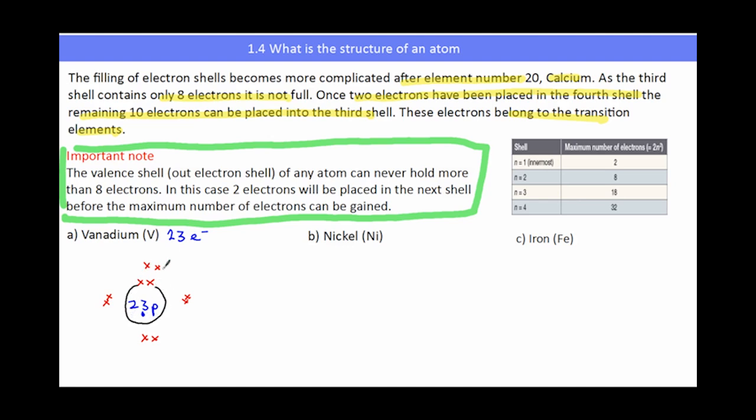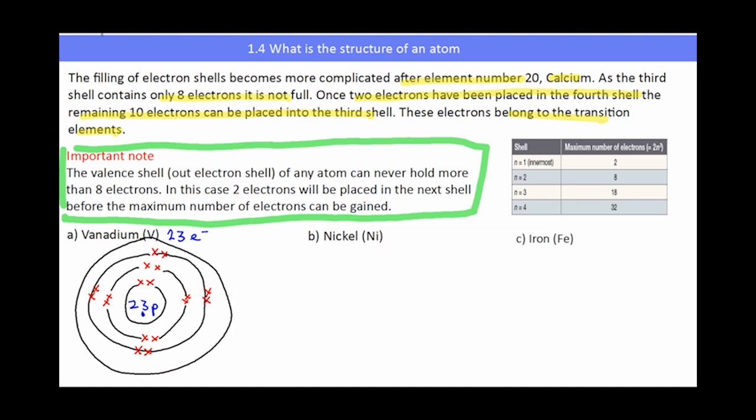So I move to the third shell. The third shell can hold 18, but I need to apply the rule. I can only add 8 electrons at the start. So here I am adding my 8 electrons to the third shell. To make it stable, I have to add 2 electrons to the fourth shell. So here's my fourth shell with my 2 electrons. Now, that allows us to fill the rest of the electrons into the third shell. And vanadium will have 3 extra electrons go into the third shell.